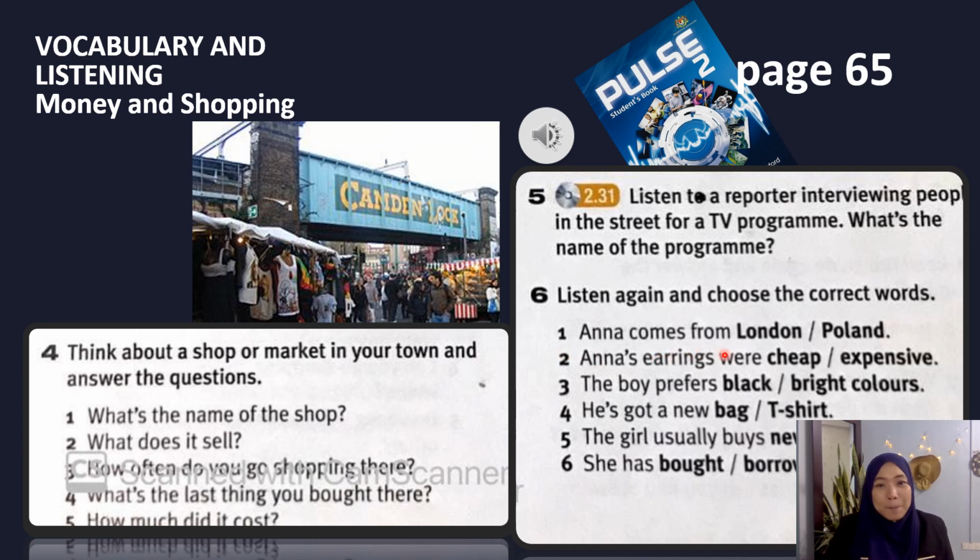Number one, Anna comes from, remember the accent that she has? Yes, Poland, right? Anna's earrings were, was it cheap or expensive? Yes, cheap. The boy prefers black or bright colors based on his shirt. Black color. He's got a new bag or t-shirt. What did he get? It's a t-shirt, yes. The girl usually buys new or used clothes. Was it new? No, it is used. She has bought or borrowed the jacket. Remember, the words are: my friend lent it to me. Lend, meaning that, yes, she borrowed the jacket.